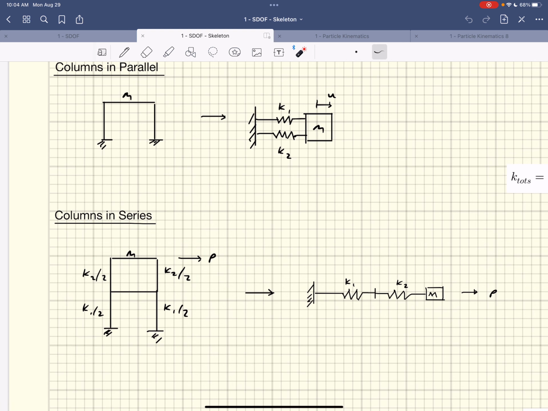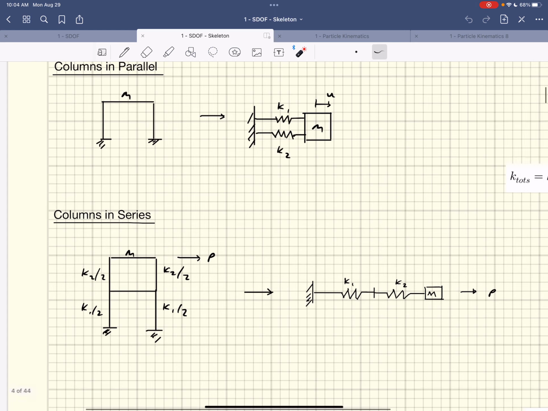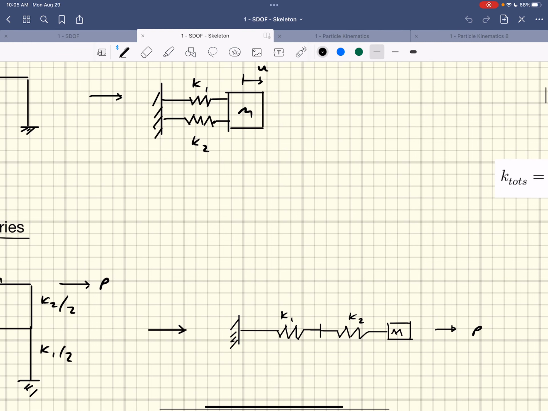For this system up at the top, they both have the same displacement. This mass moves a distance u, so spring one displaces a distance u, and spring two displaces a distance u. So that's what's constant in this one, the displacement. If you look to see what P is, P is equal to k1 times u plus k2 times u. If I apply a load P on the end of this thing, they both will displace a distance u. And so it's k1 times u plus k2 times u. You can pull the u out, the same u, so P is equal to k1 plus k2 times u.